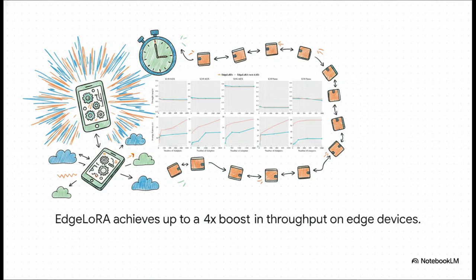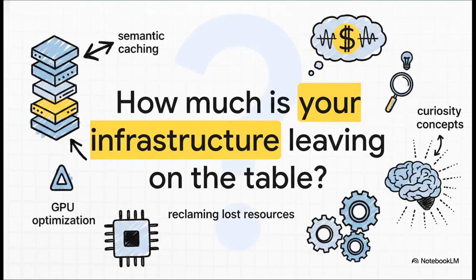It is wild. So, after seeing how the LLM efficiency stack intelligently optimizes everything from semantic caching all the way down to GPU page faults, you really have to ask yourself, how much money and capability is your own infrastructure leaving on the table? We covered a lot of ground in under 6 minutes today. Take these concepts, look hard at your deployments, and start reclaiming those lost resources.